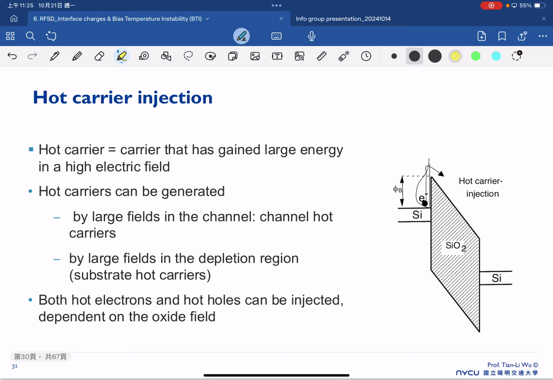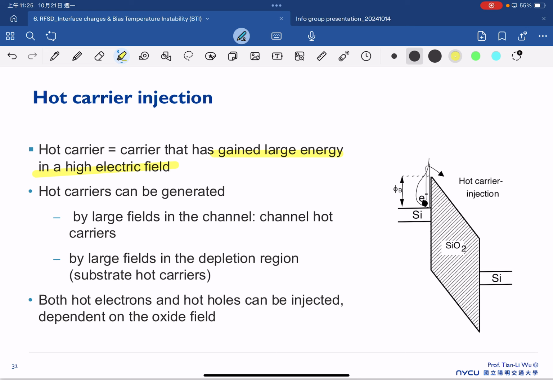Okay, so the next one is hot carrier injection. Hot carrier is also one of the very well-known issues nowadays in advanced semiconductor technology, because the bias we apply here will easily induce hot carrier injection. So a hot carrier is a carrier that has gained large energy in a high electric field. So that's what we call the hot carrier here.